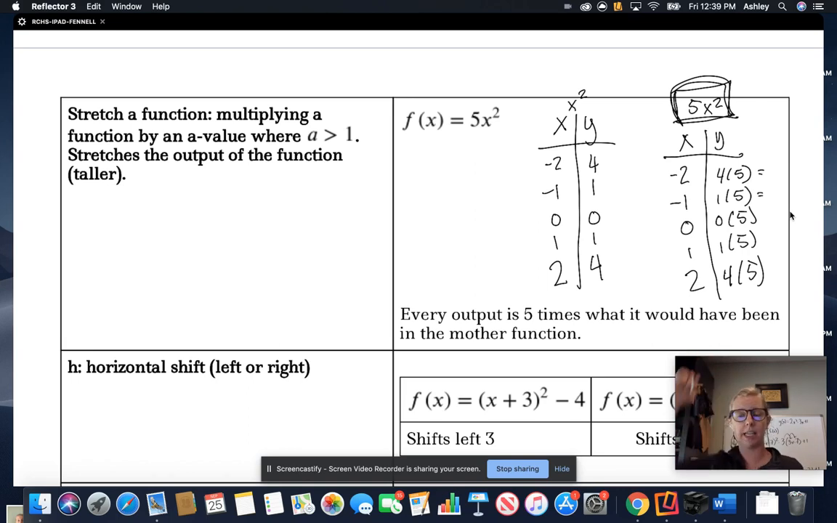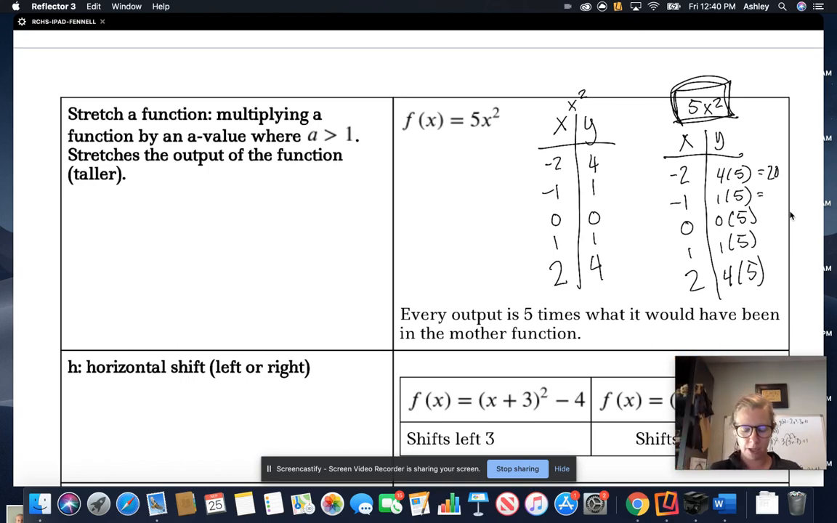It's going to look skinnier, but every output's going to be stretched. We call it stretched. Okay, so I took the privilege of writing down the equation or the table for the mother function, and then I indicated what I would be doing for my transformation here, which is an a value of 5. So now every single output is going to be multiplied by 5. So 4 times 5 is 20. So instead of going left 2 up 4, now we go left 2 up 20, way taller, right?